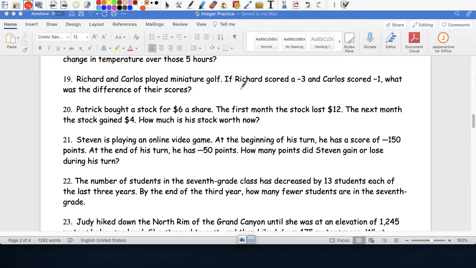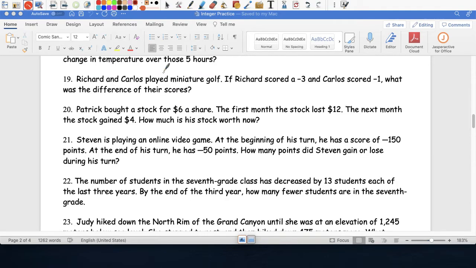Patrick bought stock for $6 a share. The first month, the stock lost $12. What is wrong? I didn't make this question, by the way. Stock is $6 a share. The first month, the stock lost $12. The next month, it gained $4. How much is the stock worth now?